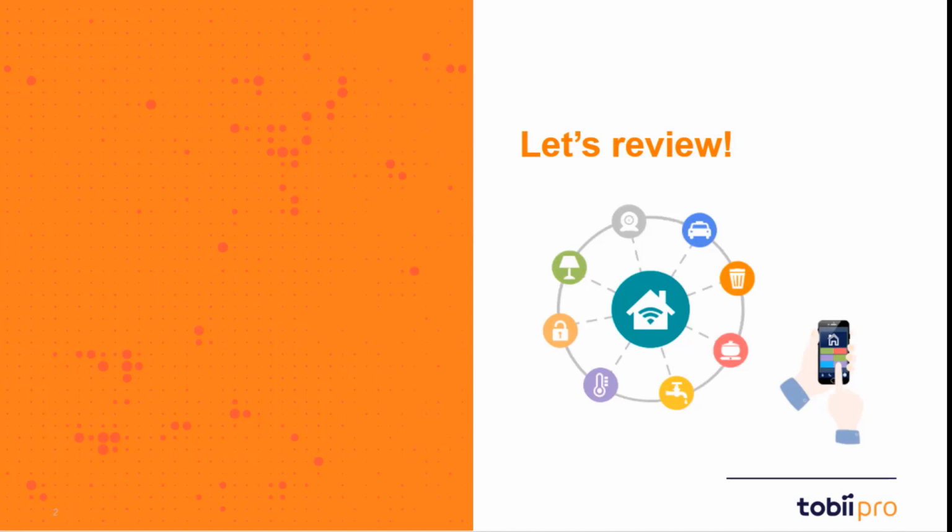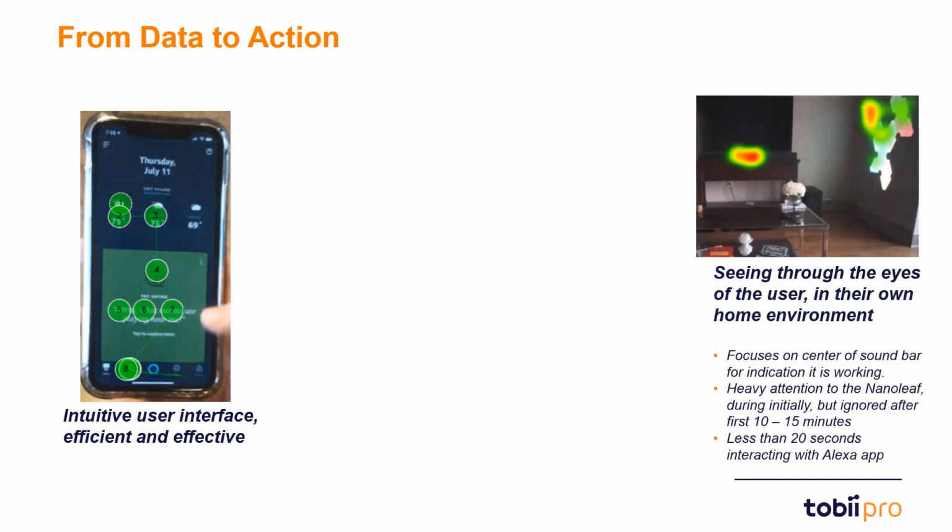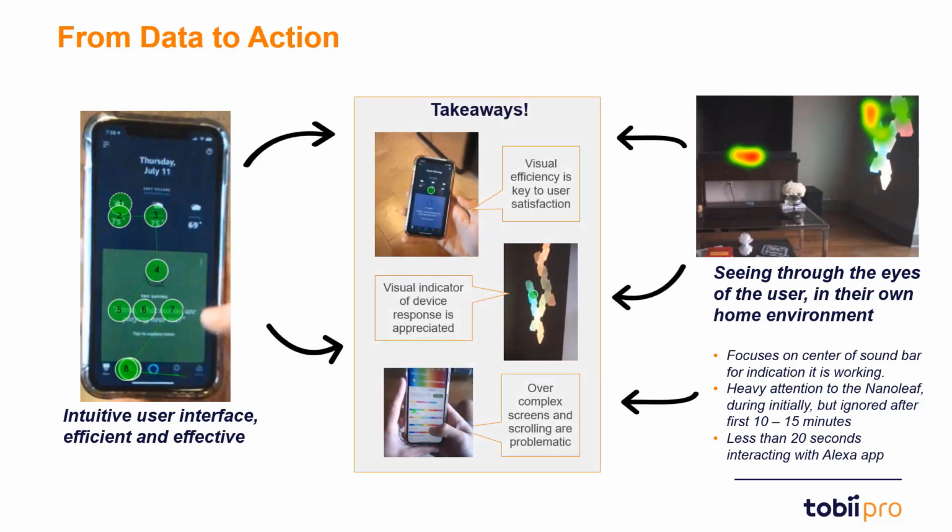So thinking back to those 3 overall questions earlier, how are people using these apps? Are there any pain points? What's the overall satisfaction? The eye tracking is really going to help you understand, is it an intuitive user interface? Is it effective? And see the interactions from the perspective of the user. So you're going to understand if they're looking at the NanoLeaf, for example, as they're playing with the different options. Are they focusing on the soundbar? How much time are they spending on each of the apps?